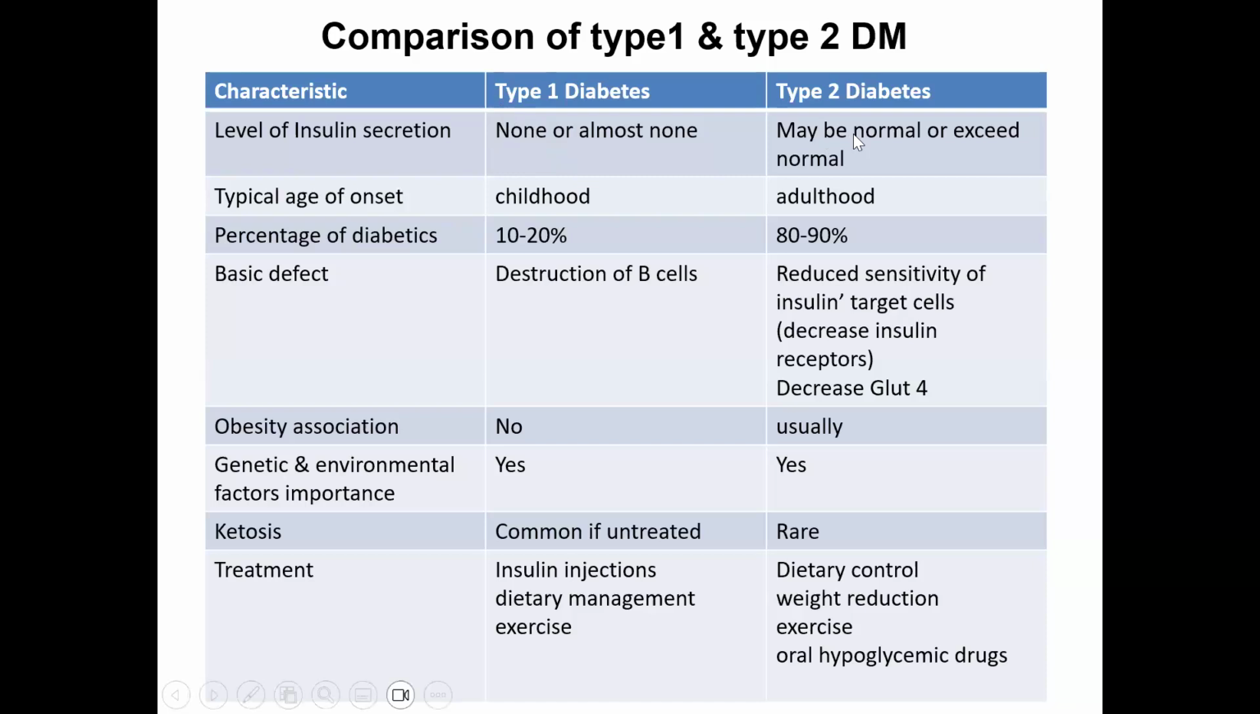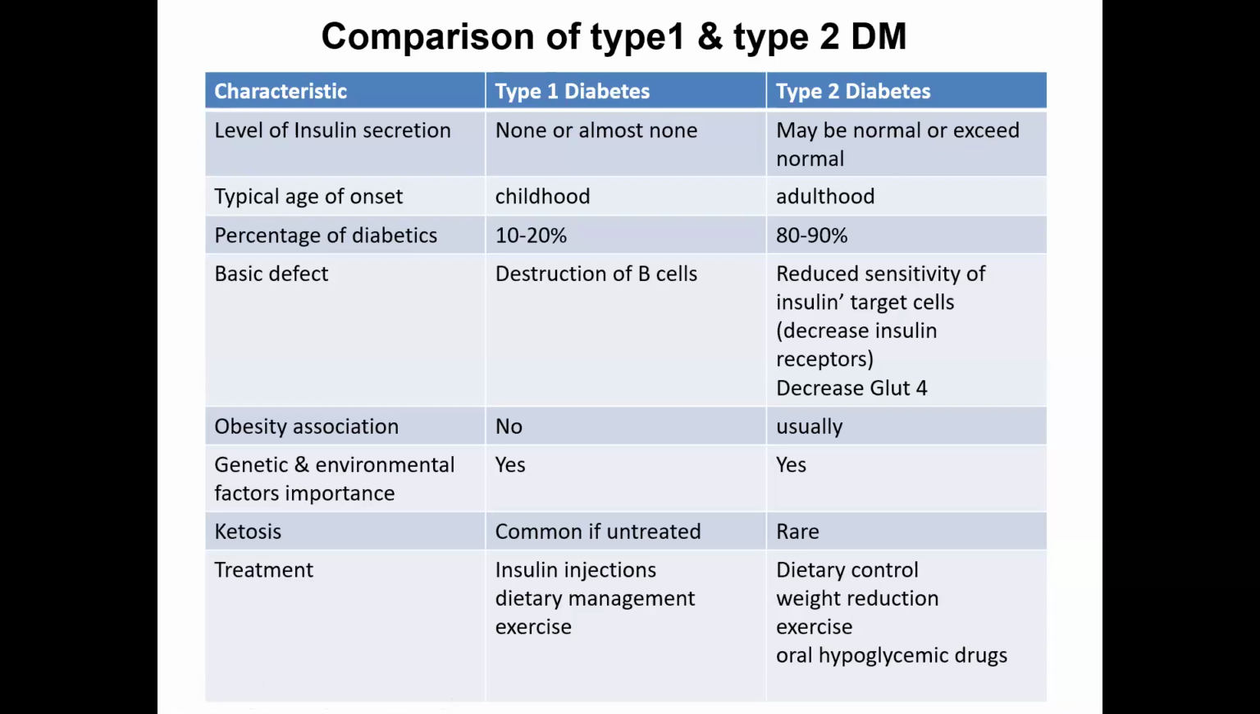Whereas in type 2 diabetes, the beta cells are perfectly normal and they are secreting a normal amount of insulin. So the insulin secretion will be normal, or it could be more than normal. It can exceed normal. Why can it exceed normal? Why will it be more than normal?